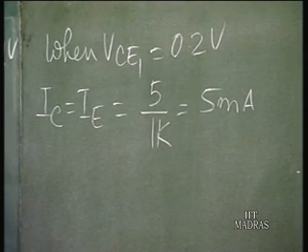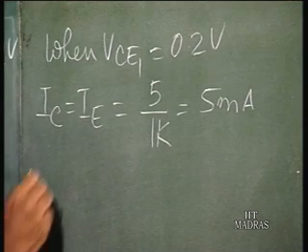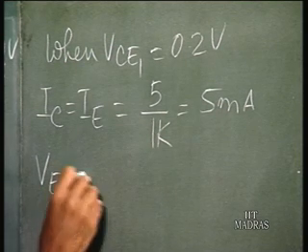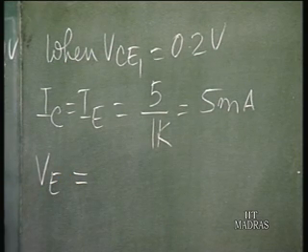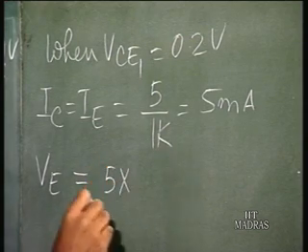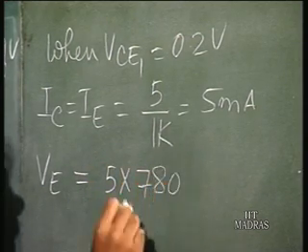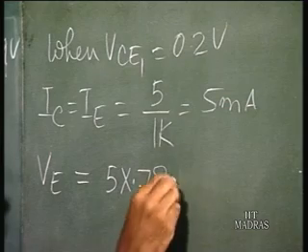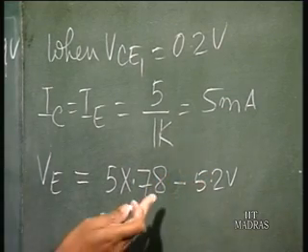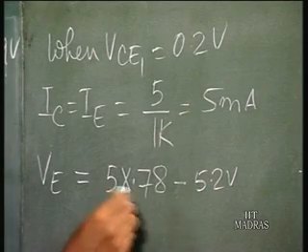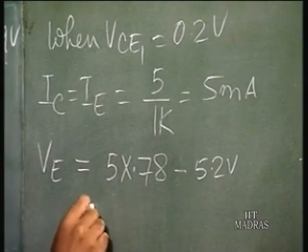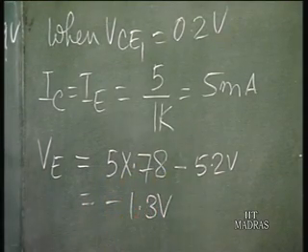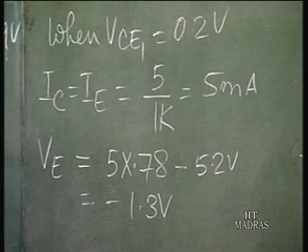All right. So, what is VE equal to? VE is equal to 5 into 0.78, because this is in milliamperes and this is in kilo ohms, minus 5.2 volts. Okay, that is the reference. Plus this drop, so that is VE. So what is this? This is 3.9, I think, minus 5.2, minus 1.3 volts. Am I correct?